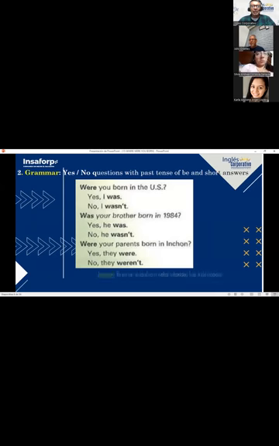So we use yes, no questions, as Carla said, to confirm information. But remember, if the answer is negative, the listener will expect that you give the correct information. For example, were we at work last night? No, we weren't. We were in class, okay? Were we in class yesterday afternoon? No, we weren't. We were at work, or I was at home, or doing different things.